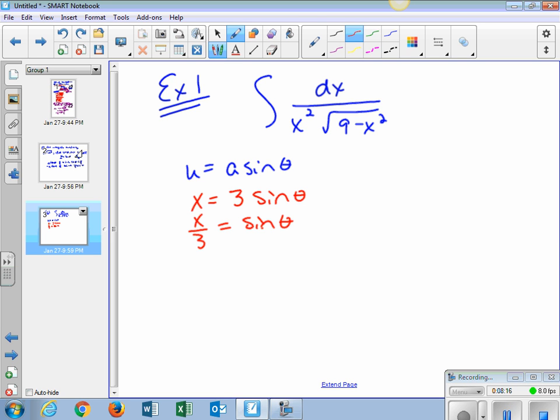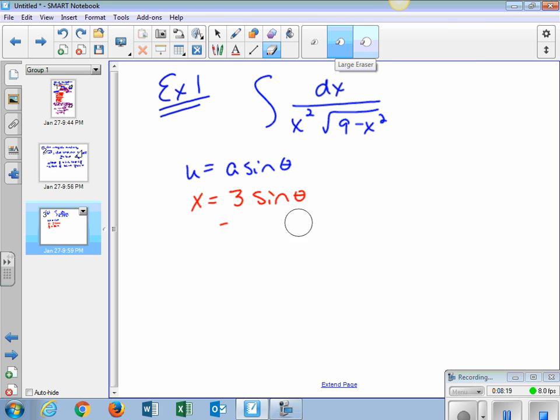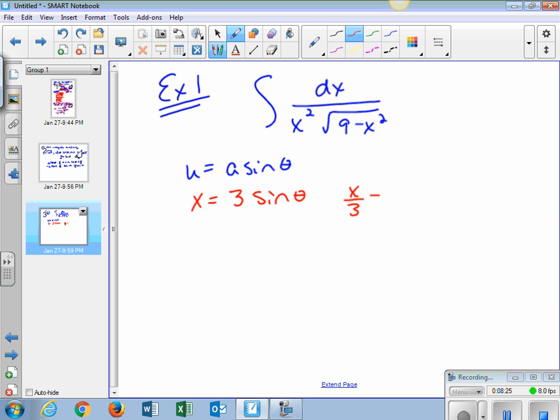So before I do that, though, let me go back and put that over to the side. I'm going to have my x over 3 equal to sine of theta. Let's put that over there. And I need to figure out what is dx, the derivative of x with respect to theta. I'm going to get my 3 cosine theta d theta.